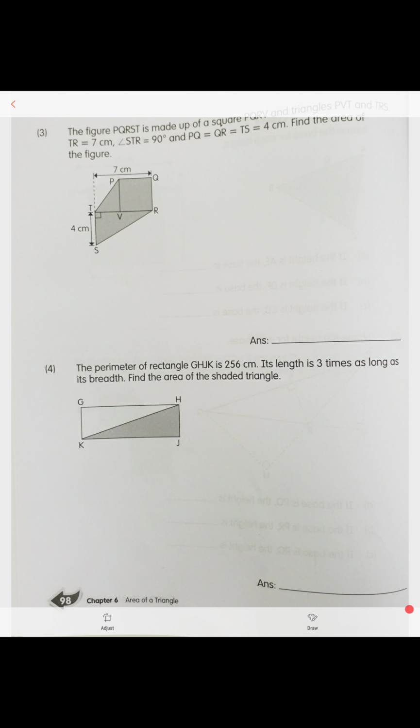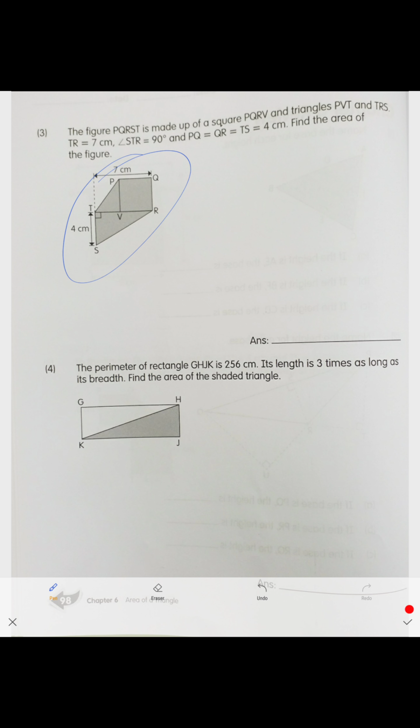All right. Next page, page 98. So problem 3. Here's the figure PQRST. We need to calculate this, so you can clearly see what's going on. This figure is broken for you into 3 small figures: this triangle, this square, and this bigger triangle. So let's find this triangle first, PVT, area of the triangle.